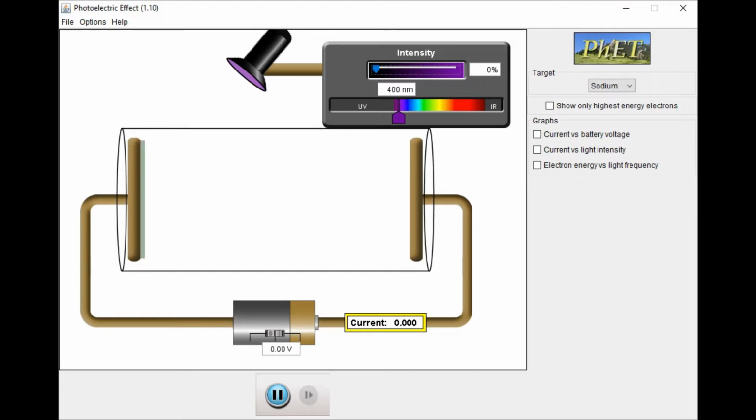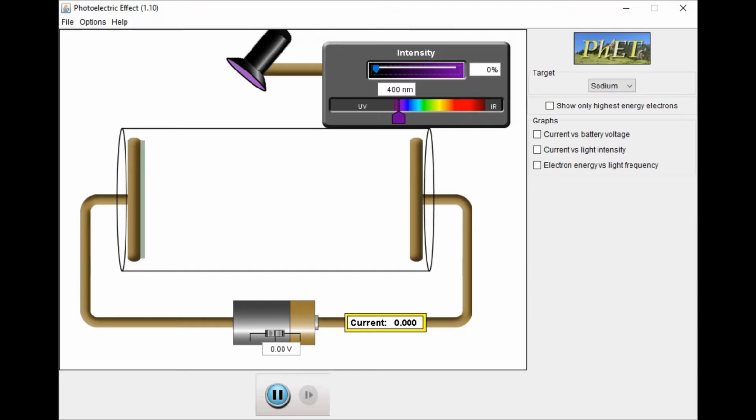This is a PhET simulation that simulates the photoelectric effect. There are a lot of things that this simulation does that would be very difficult for us to accomplish in class, and so we're going to use the simulation to try and better understand the photoelectric effect. The first thing I'd like to point out is some of the things that I can vary in this simulation.